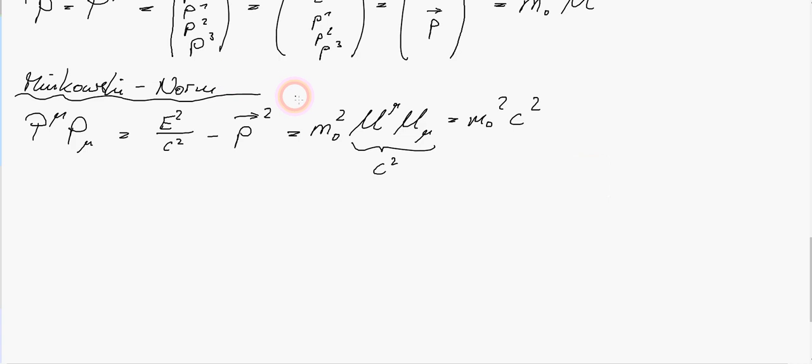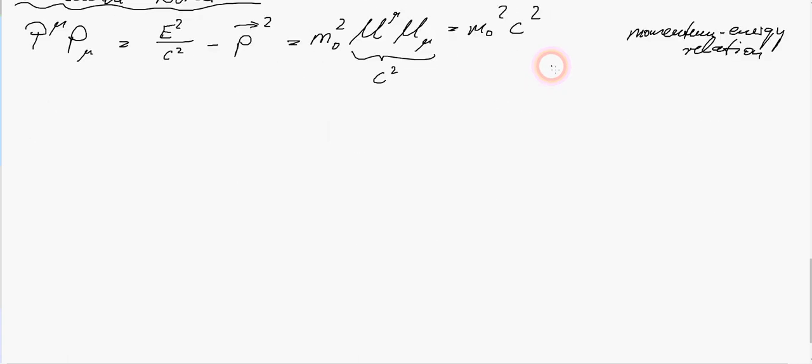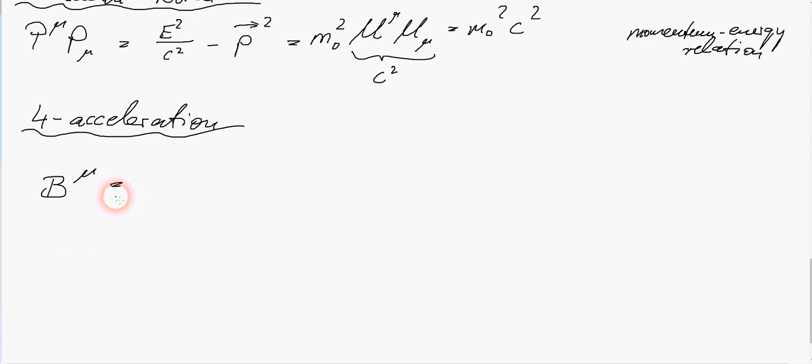Minkowski norm, in this case it's the energy-momentum relation. Okay, now we know for the 4-acceleration, so b^μ equals... okay, so we got this by the proper time derivative of the 4-velocity.